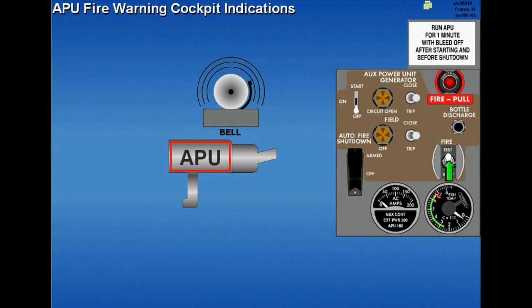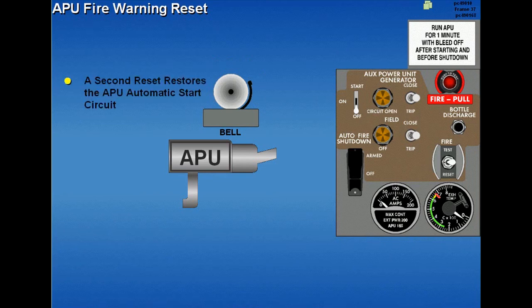In the cockpit, the APU fire warning bell sounds, and the APU fire warning light illuminates. Positioning the fire warning test reset switch momentarily to reset silences the fire warning bell. When the element has cooled, the fire warning light extinguishes. Once this occurs, a second reset restores the APU automatic start circuit and allows for an APU start.